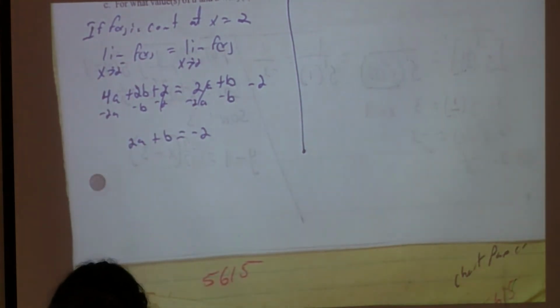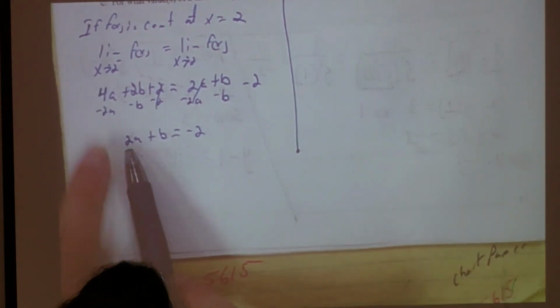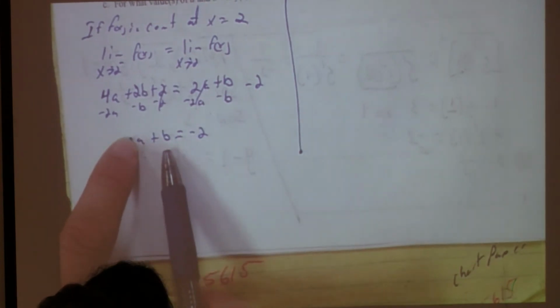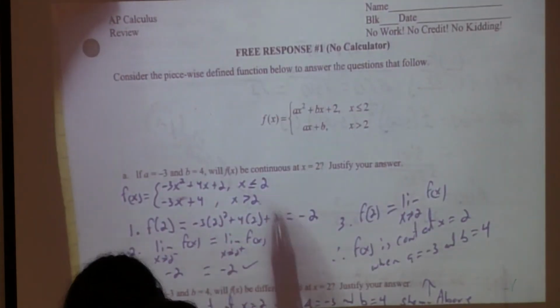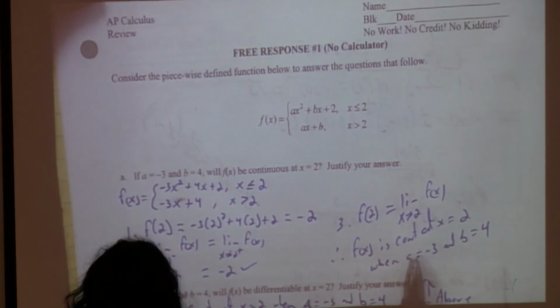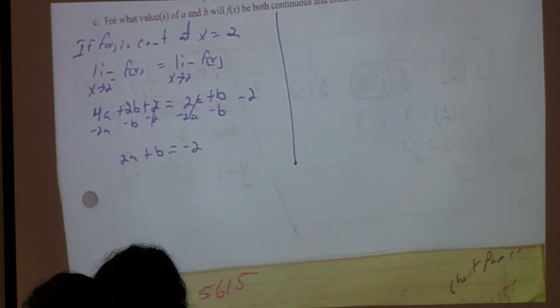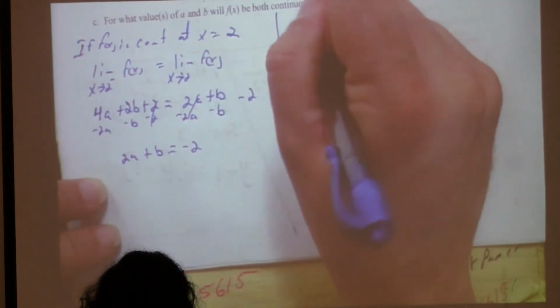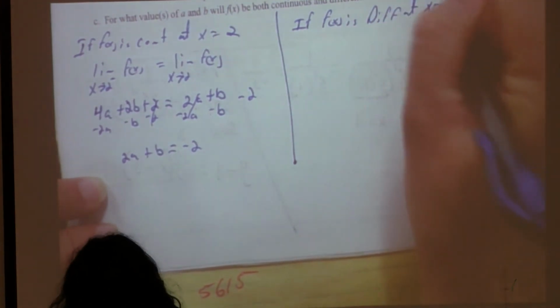You can pick whatever A and whatever B you want that satisfies this, and then we would be able to say that that function would be continuous. So if we picked -3 and 4, does it satisfy this? What's -3 times 2? -6 plus 4? Does it equal -2? So that's why when we picked -3 and 4 up here, we said that it was continuous. Does that make sense? If you can think of any other numbers that would satisfy this, then we could also say that it would be continuous when A and B are those numbers. Make sense?